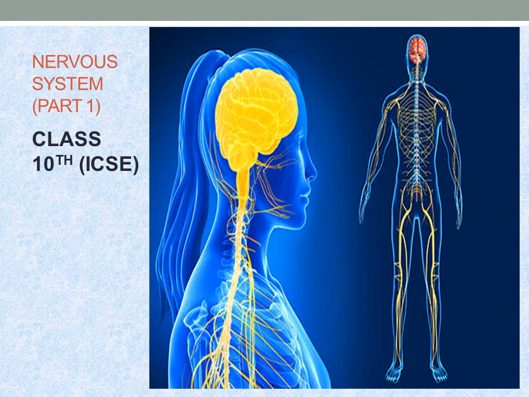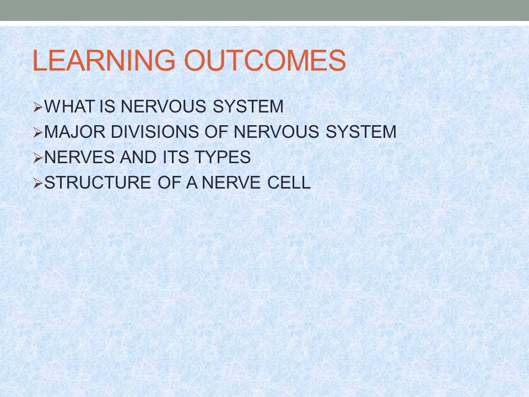See what is there in the nervous system, part 1. Now, by the end of this lesson, you will know what is a nervous system, what are the major divisions of nervous system, what are nerves and different types of nerves, and the structure of a nerve cell. Obviously with diagram, because in your exams you will be having the label diagram of a neuron or a nerve cell. So let us go into detail.